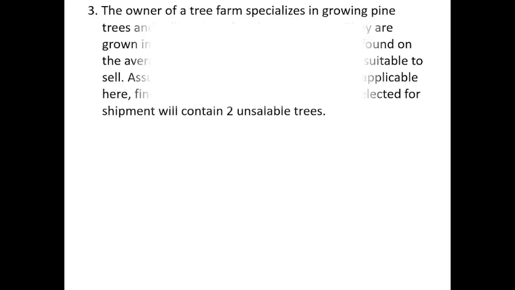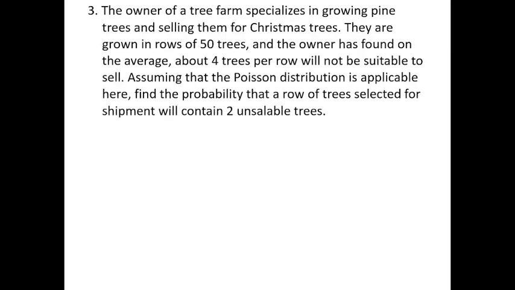Okay? So let's answer number 3. The owner of a tree farm specializes in growing pine trees and selling them for Christmas trees. They are grown in rows of 50 trees, and the owner has found that on average, about 4 trees per row will not be suitable to sell. Assuming that the Poisson distribution is applicable here, find the probability that the row of trees selected for shipment will contain 2 unsaleable trees.